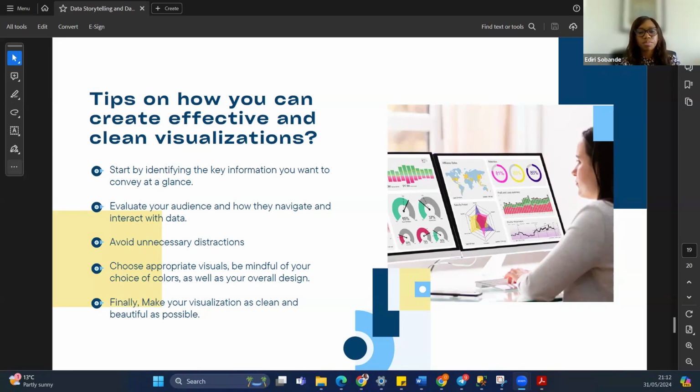Avoid unnecessary distractions. We've talked about noise when we're talking about data. That's for data. Now, coming to your dashboard, avoid unnecessary distractions. I'll give you an example. I remember when I started building dashboards, I added a scrolling bar, that one that scrolls.